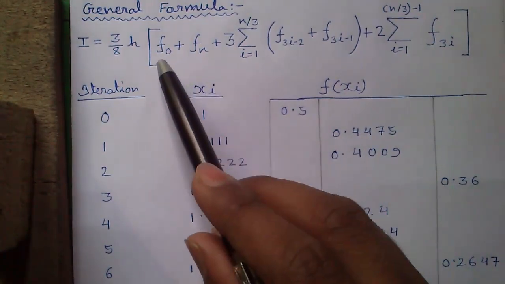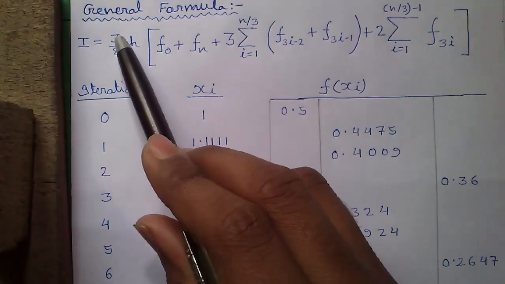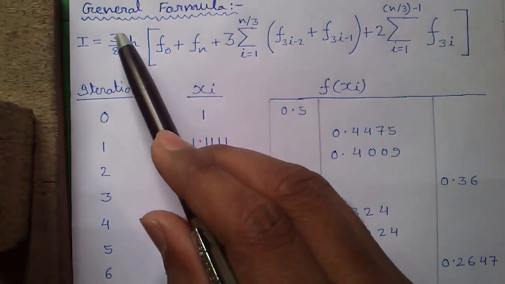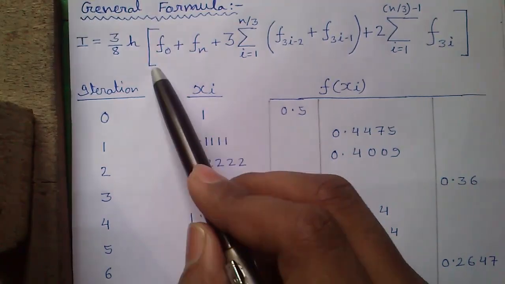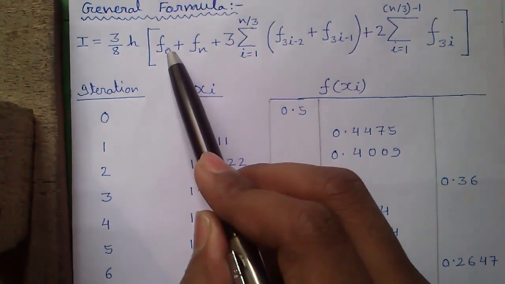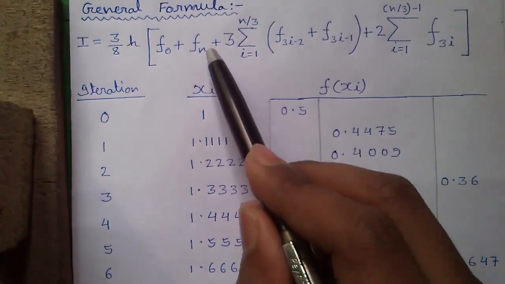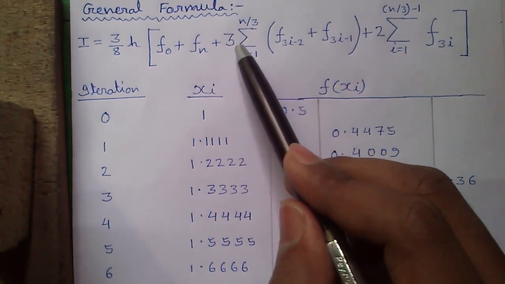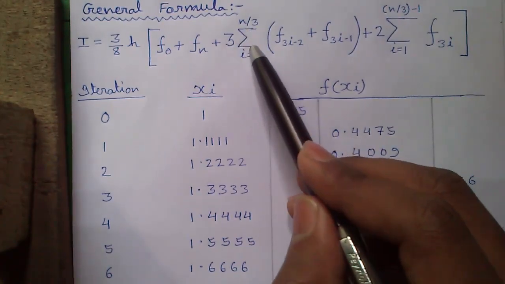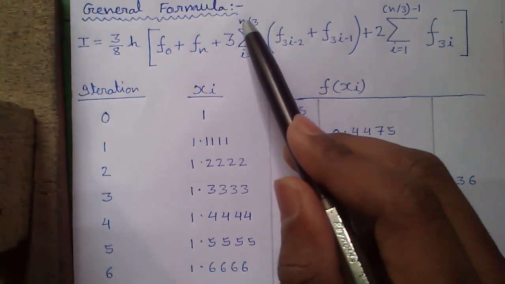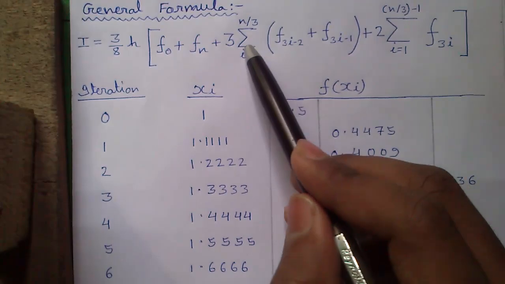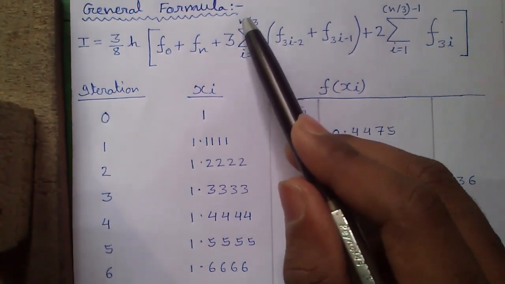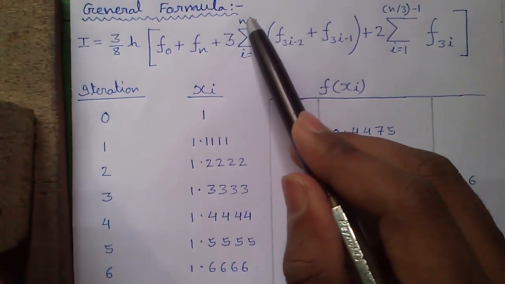Next, the general formula. This is the general formula, 3 divided by 8, from this the name 3/8 rule comes, times h into f of 0 or our first iteration value and f of n, our last iteration value, into 3 into summation of i equals to 1 to n divided by 3. The lower limit is i equals to 1 and the upper limit is n divided by 3, that is 9 divided by 3 or 3.